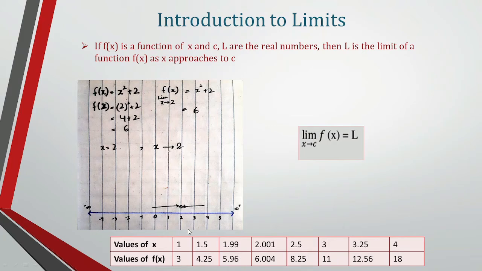You can clearly understand this by a solution table. If x is 1, the value of y is 3. If x is 1.5, the value of y will be 4.25, and so on. As the value of x approaches 2, the value of y is approaching 6, but not exact 6 is coming, you can see.